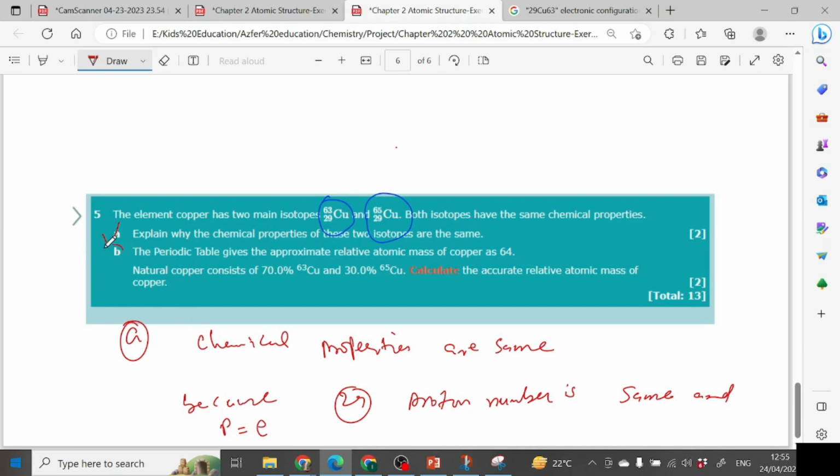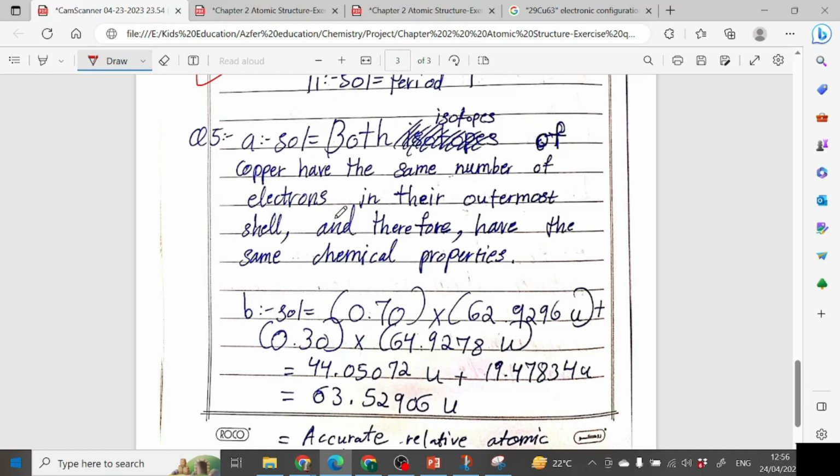So part B, the periodic table. So let's check the student answer. Copper isotopes have the same number of electrons in their outermost shell and therefore have similar properties. The answer is correct.